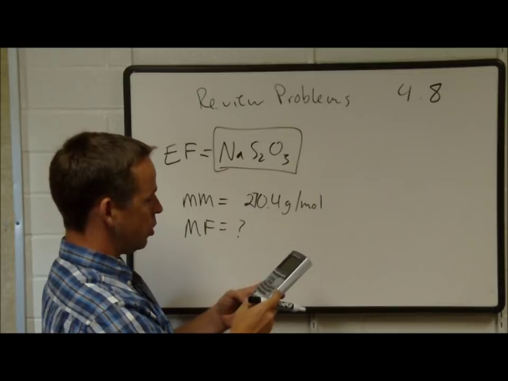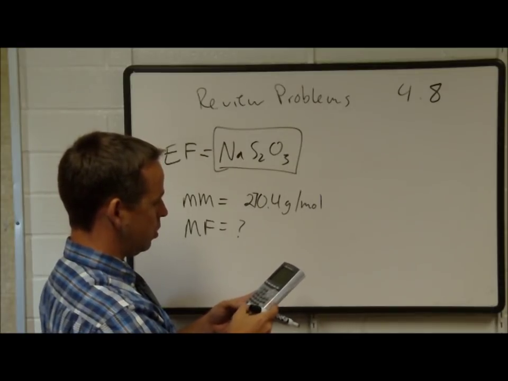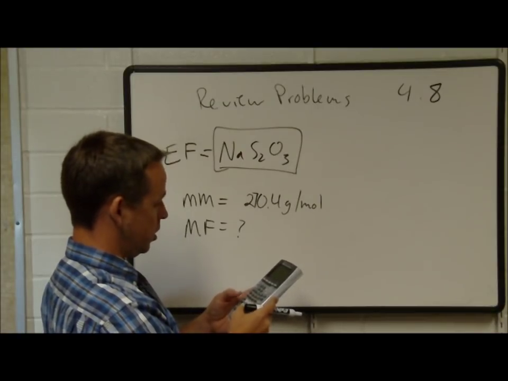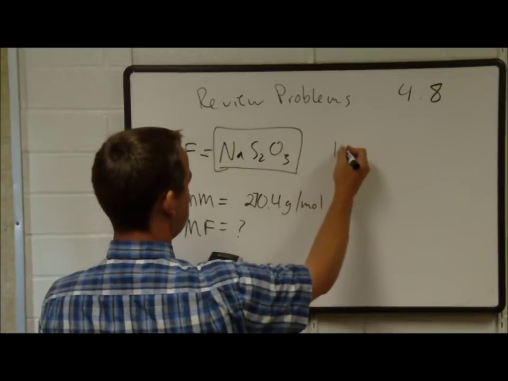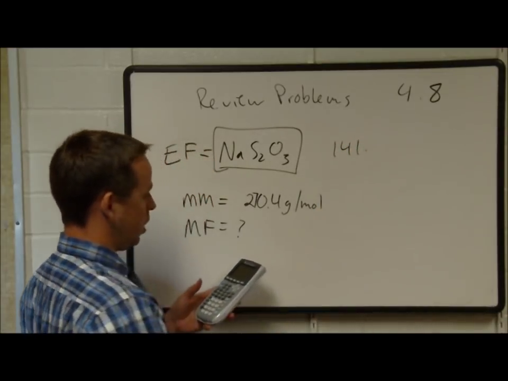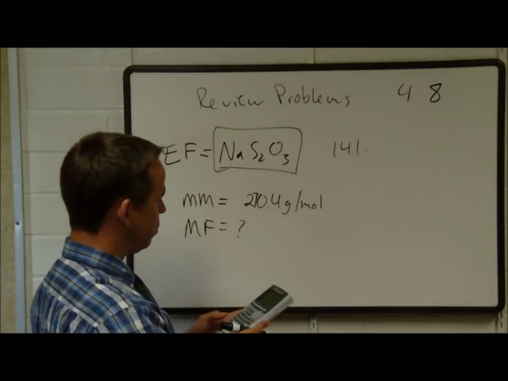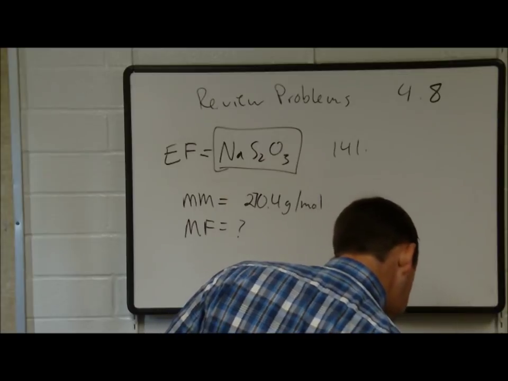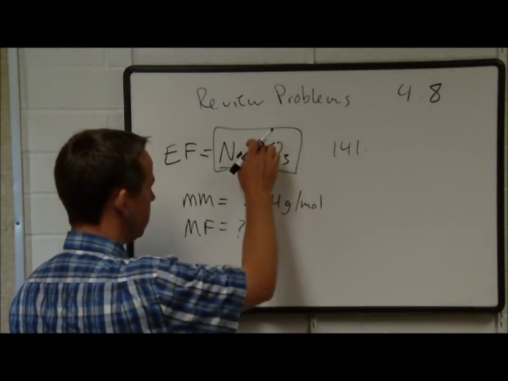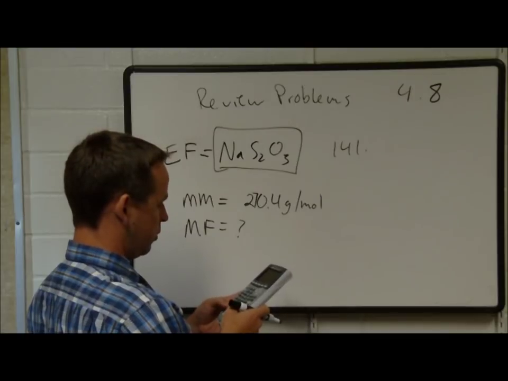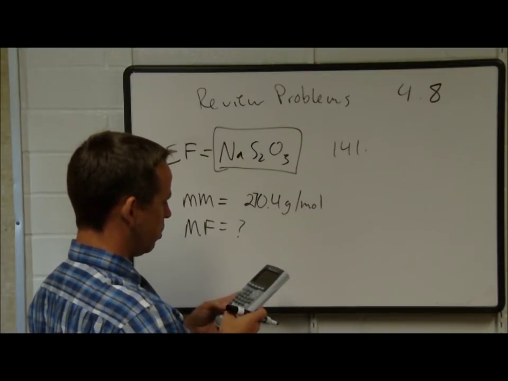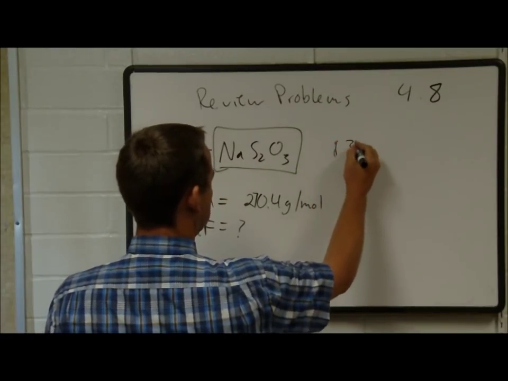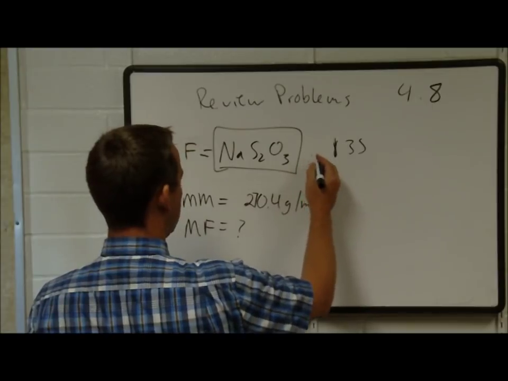mass. So sodium 23 plus 2 sulfurs, 23 plus 35 plus 35 plus 3 oxygens, 48. So this is 141. So if we multiply that by 2, we get 282. Did I miss anything there? Sulfur is what? Oh, 32. Sorry, I made it 35. So it's 32 plus 32 plus 48 plus 23. 135, and this is the empirical mass.